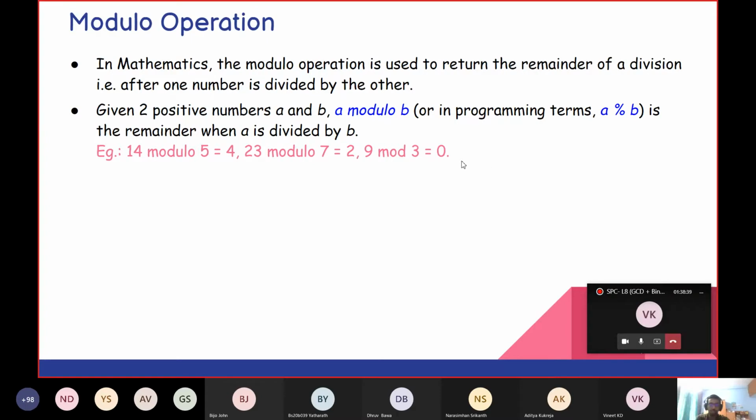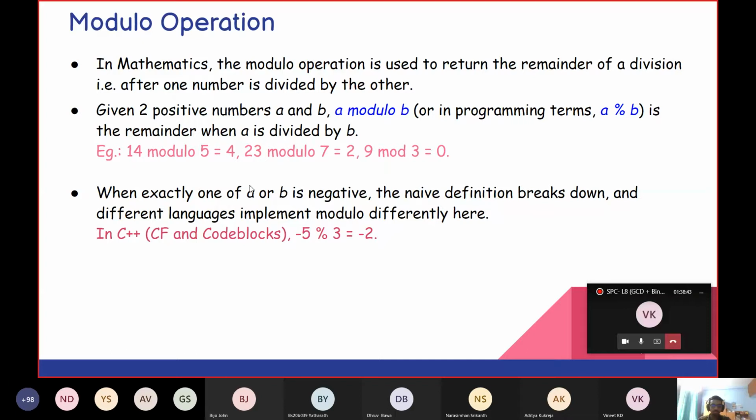And for modulo, you can put down your hands. So that's fine. And when one of them becomes negative, this definition kind of breaks down, and what happens when you give 14 minus 14 percentage 5 is dependent on what language you're coding in. So in C++, at least with Codeforces and CodeBlocks, if you give minus 5 percentage 3, it outputs minus 2. So it'll take the quotient of this division to be minus 1, and the remainder of this division will be minus 2.